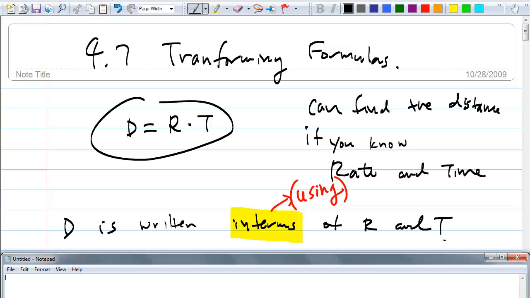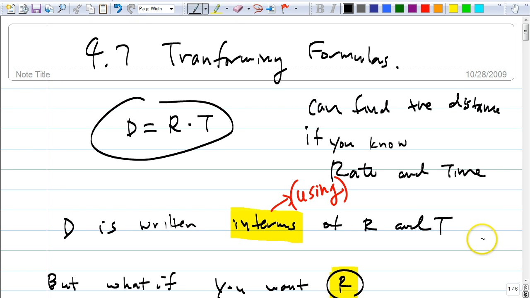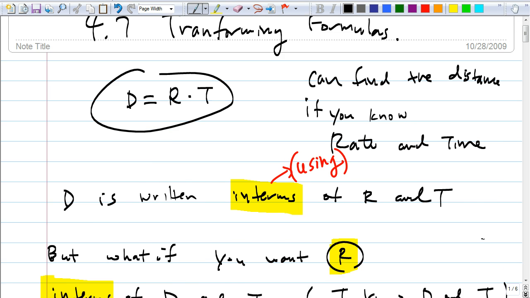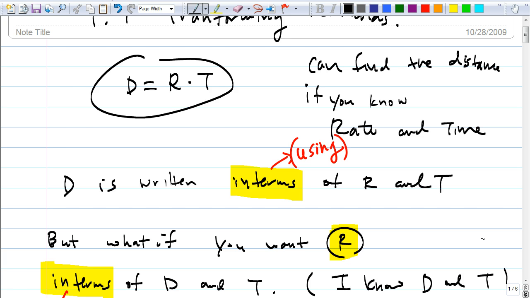Now, as we were saying, we could transform this formula. What if you want to solve for, for example, R? What if I want to write R in terms of D and T? In other words, if I know D and I want to write R by itself, that's basically what we're doing. Is there a way to solve for R? In other words, is there a way to write R in terms of D and T? Michael? Is it D divided by T?